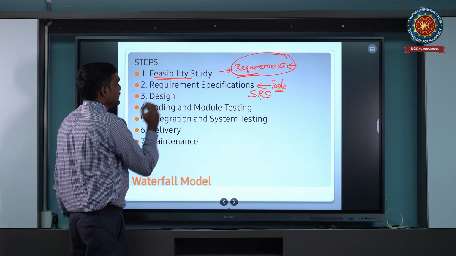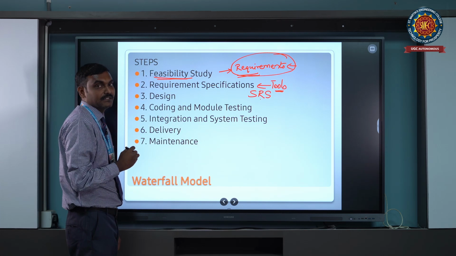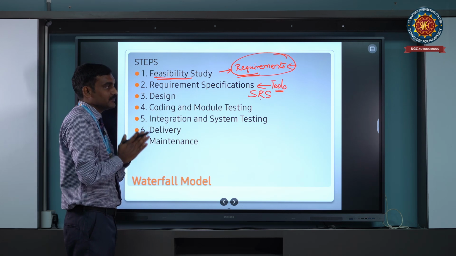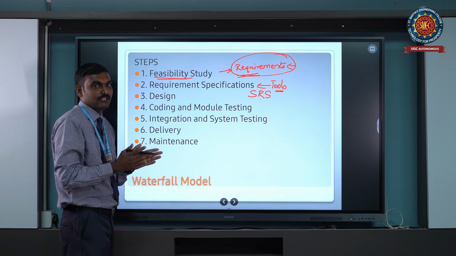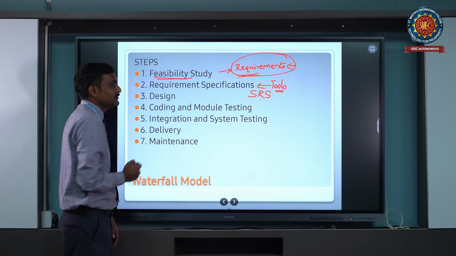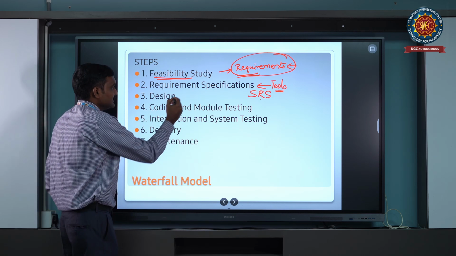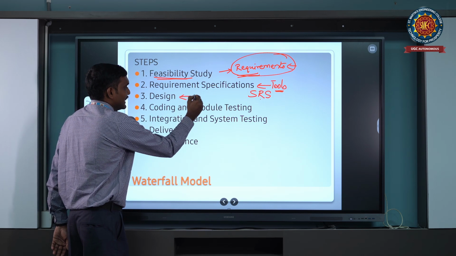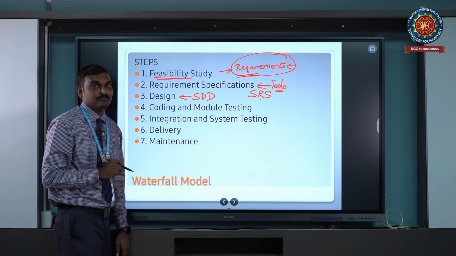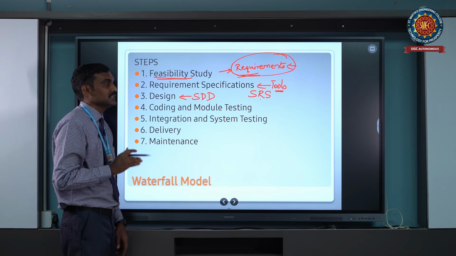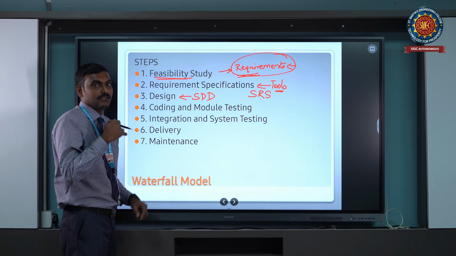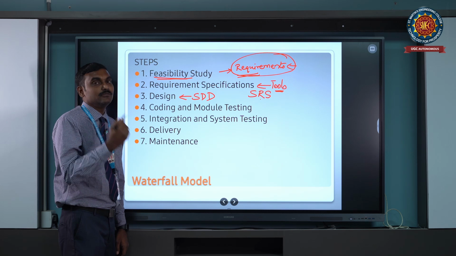Next goes the next step, which is the design part. In this design part, after the software requirement specifications are clearly specified and the cost of the project is also clearly specified, they will go for the design step. In the design step, what we call the SDD, system design description, is given. The system design description has all the architecture that is important to develop the project.